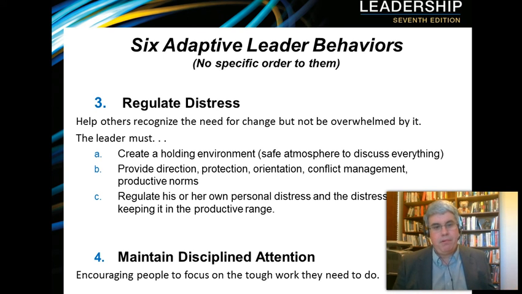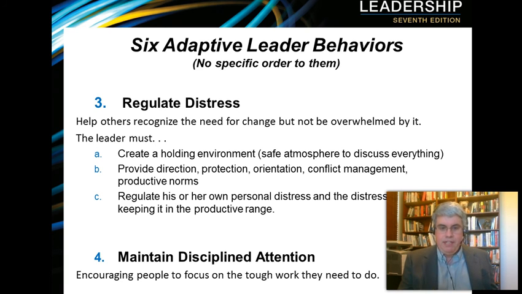So the leader also needs to provide direction, protection, orientation, conflict management, describe productive norms, everything that's necessary to help people function successfully with a minimum of stress, not too little stress, because without any stress we don't work at all, but not too much stress. And the leader needs to regulate his or her own personal distress and stress levels by keeping in the productive range. Because if the leader gets too stressed and starts functioning in a dysfunctional way, that's not going to help anybody.